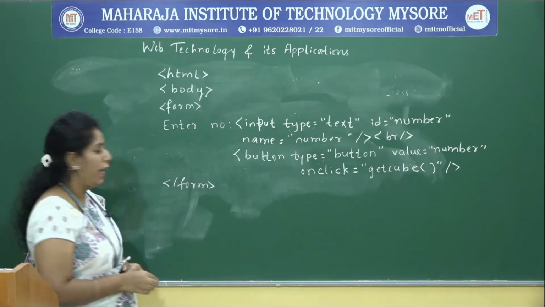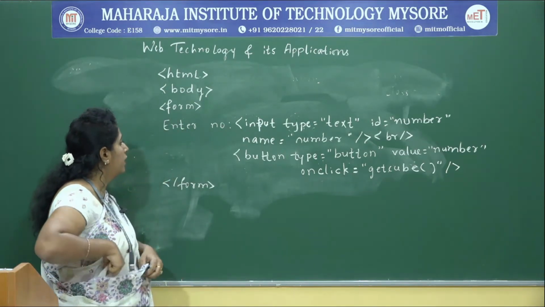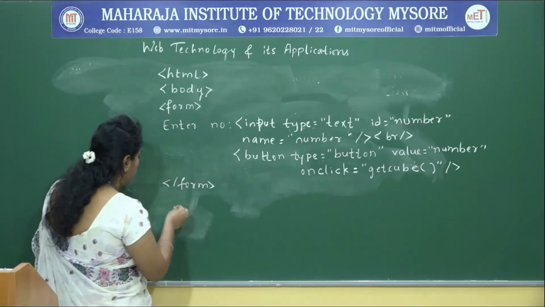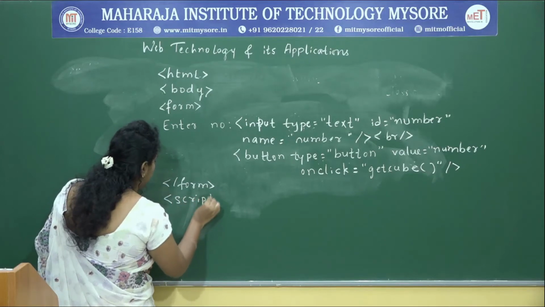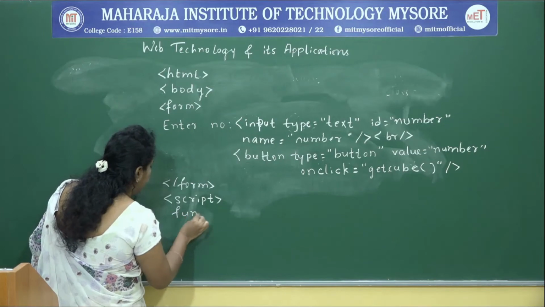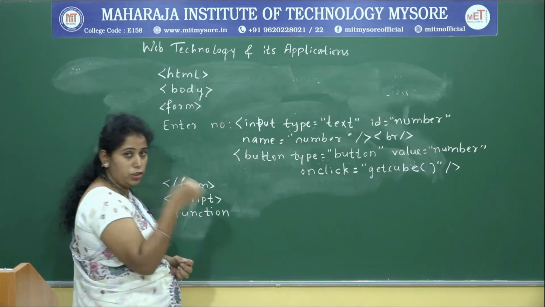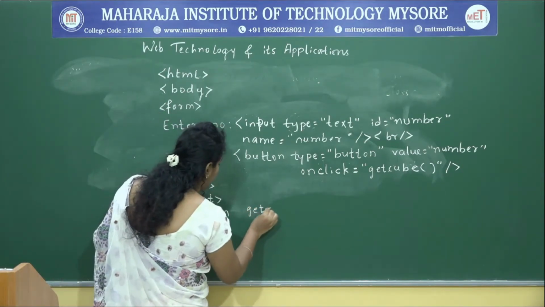Now I have to define a function. What is the function name? getCube. So it is a script, right? How do you define a function? Use function as the keyword. What is the function name? getCube.